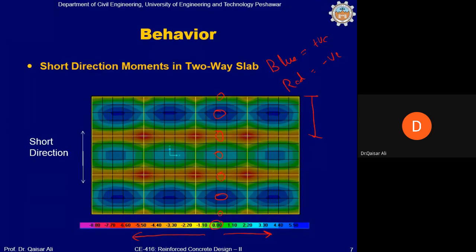So you know these facts about the values of these moments qualitatively, but how to calculate these quantitatively? For this you need coefficients. For example, in case of one-way slab system, you have some moment coefficients depending on different supporting conditions, and you multiply those coefficients with wu ln squared to calculate the moment values. So in case of two-way slab system, we also need some coefficients to determine the moments along the shorter direction, negative and positive moment, and negative and positive moment along the longer direction.